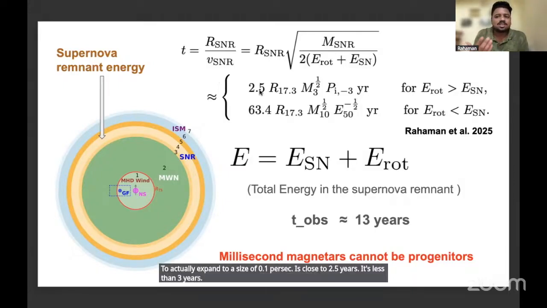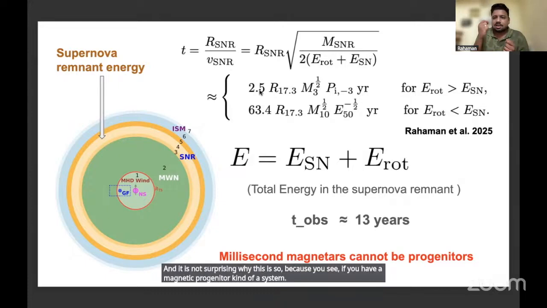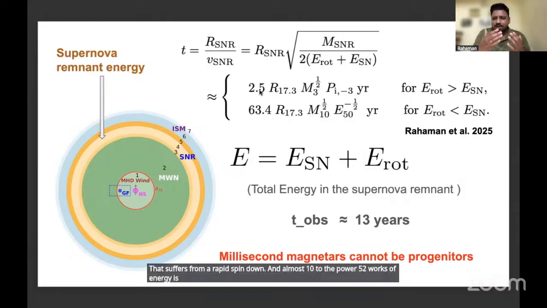And it is not surprising why this is so. Because if you have a magnetar progenitor system that suffers from a rapid spin down, almost 10 to the power 52 ergs of energy is deposited to the supernova remnant.